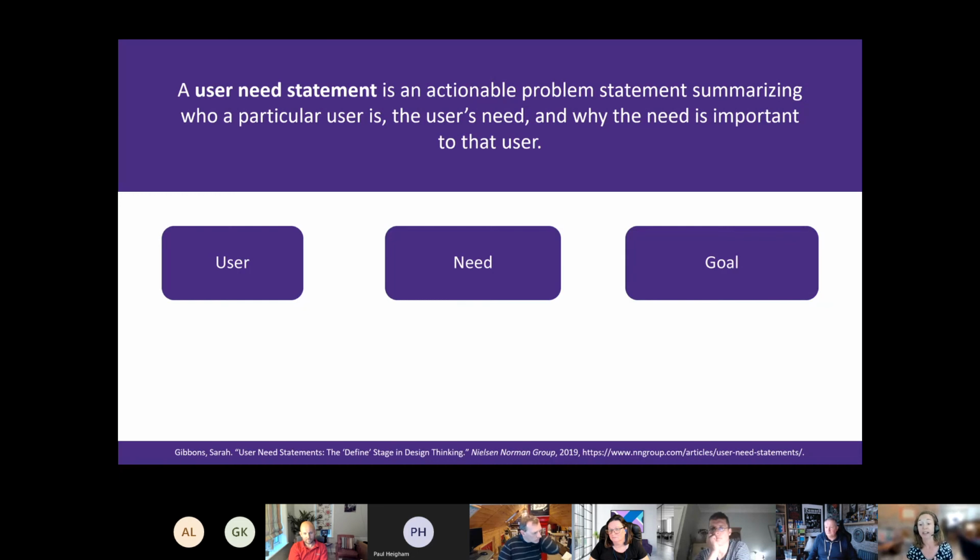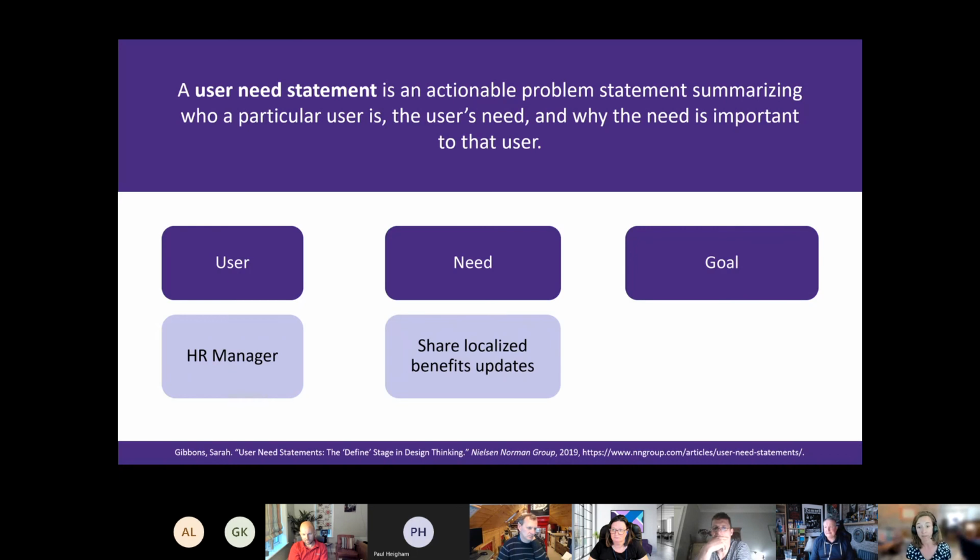Improving any of these maturity model competencies is something that we're going to be doing with the business and going through that with them together. So an example: we have a user, which is our HR manager, and they need to share localized benefits updates.